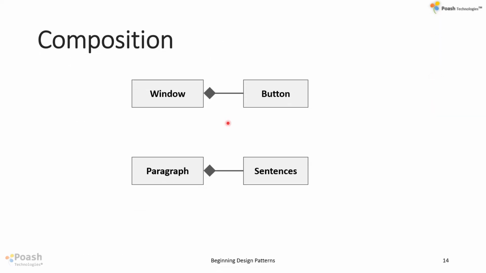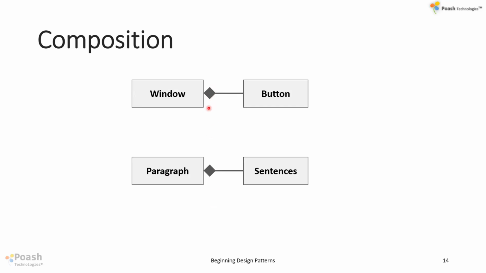The other type of relationship that can be represented is composition. Composition simply means part-of relationship. For example, button is part of window and it is depicted using this diamond symbol. This symbol is towards the class that acts as a container. So window contains a button or composes a button. This example of paragraph and sentences is also a composition relationship because paragraph contains sentences. Now there is one important point here.